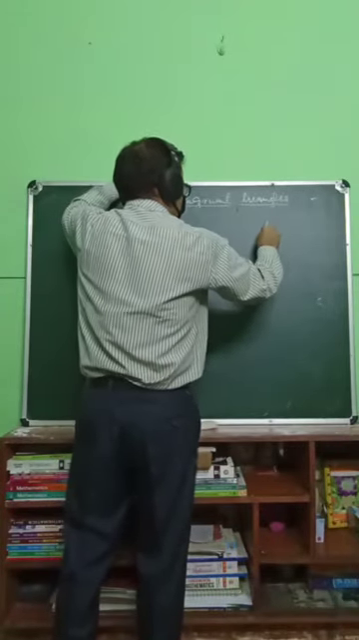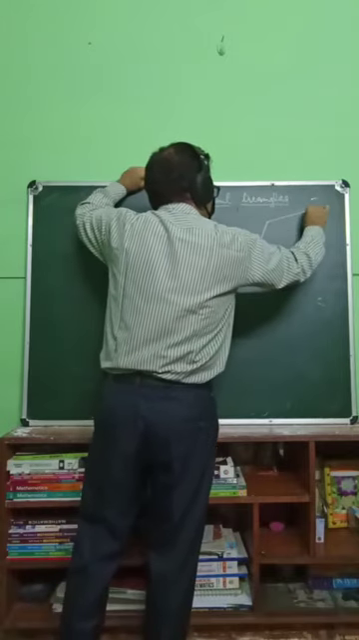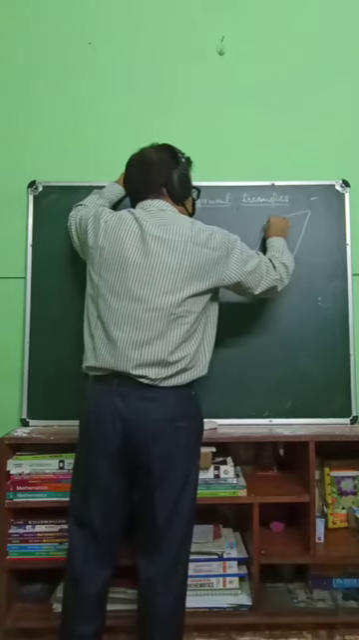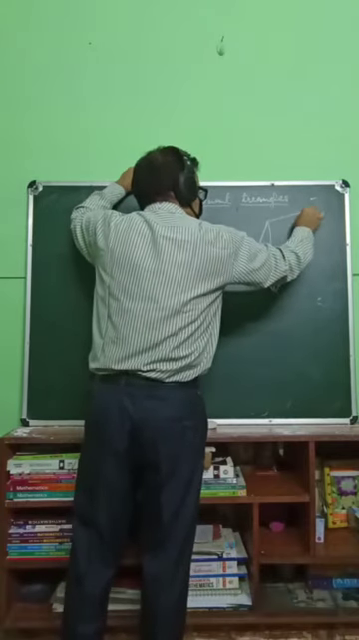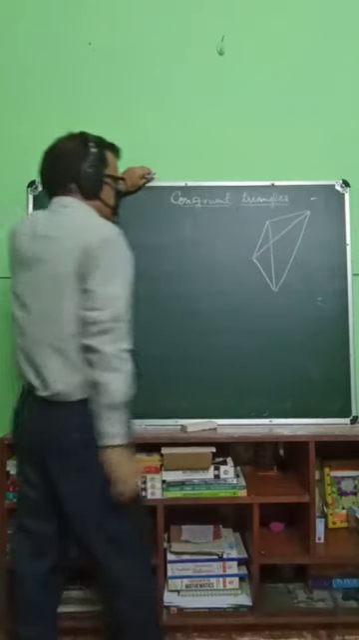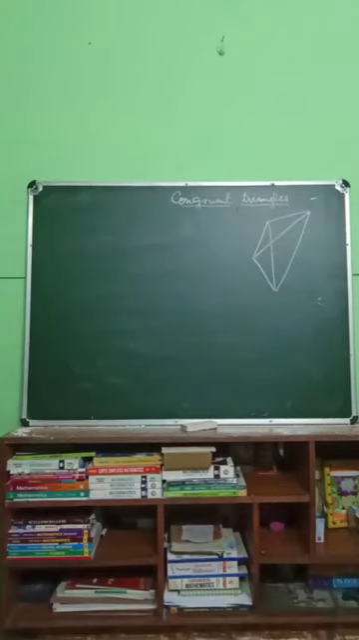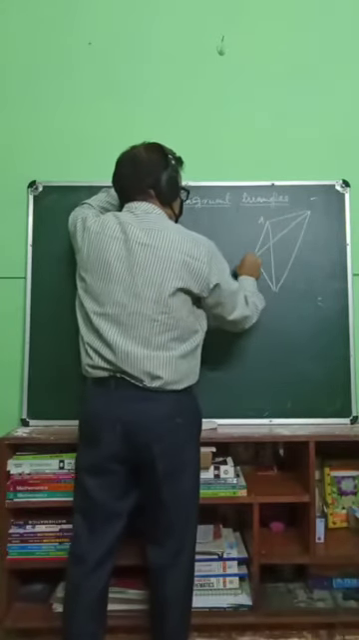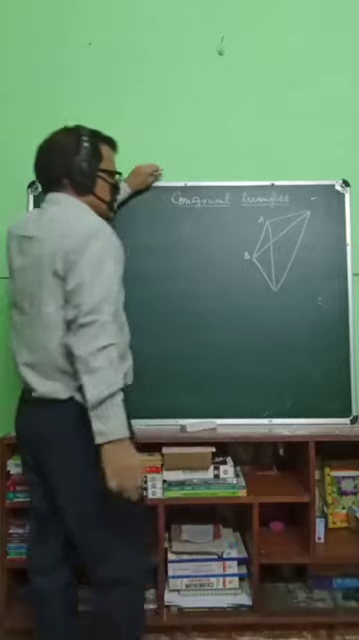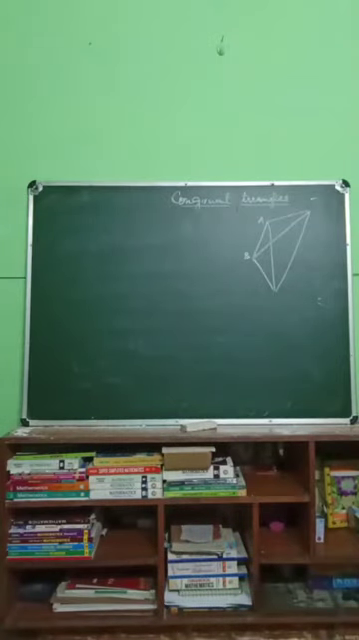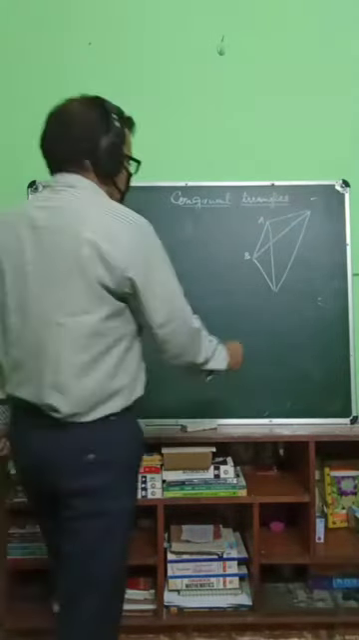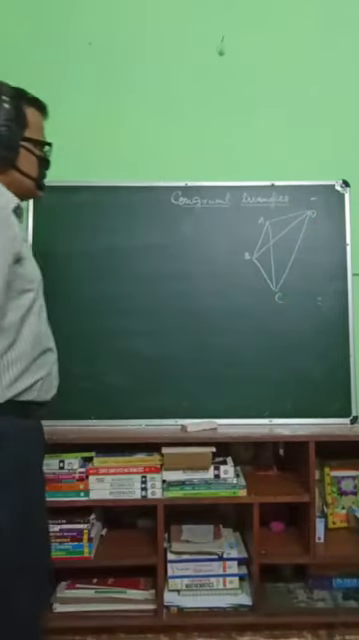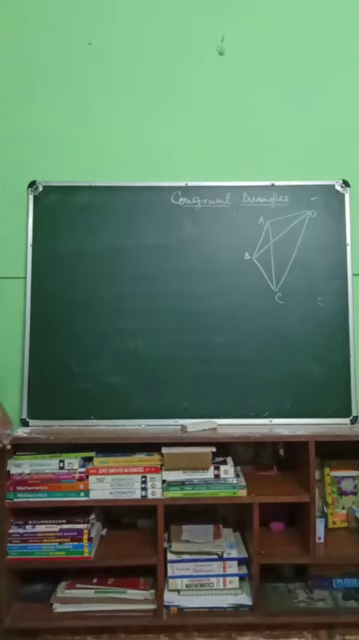So let us make the figure. Here it is like this one. This joined with this. This joined with this. ABCD is a quadrilateral. Its diagonals have been drawn.